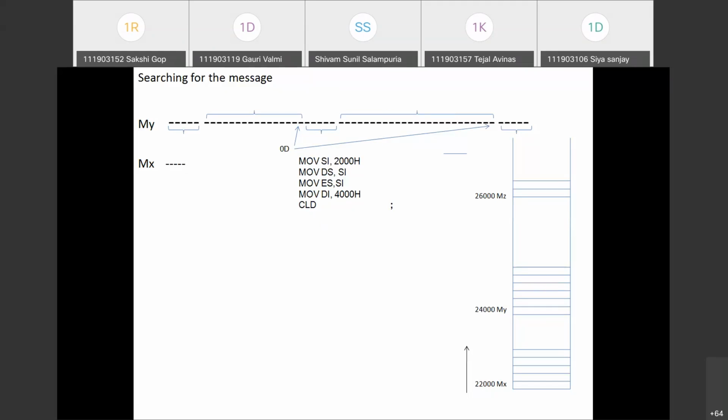As per addresses, the segment seems to be initialized to 2000, and both DS and ES can be 2000. Whereas SI is needed 2000, DI is needed 4000. And D flag 0, so that we will go to the next. Is this initialization okay? Yes, sir.